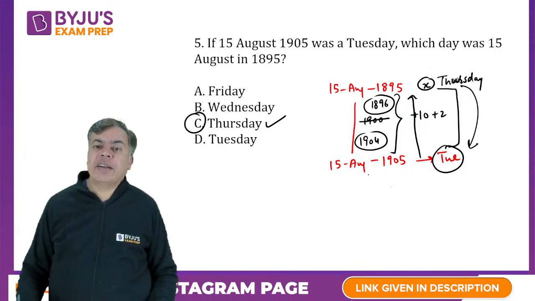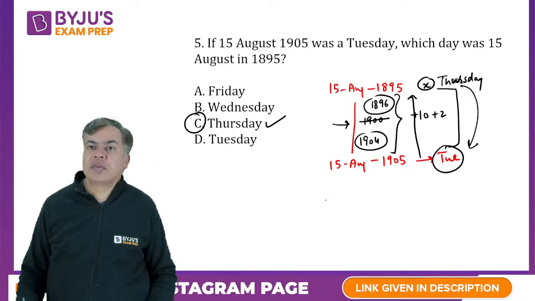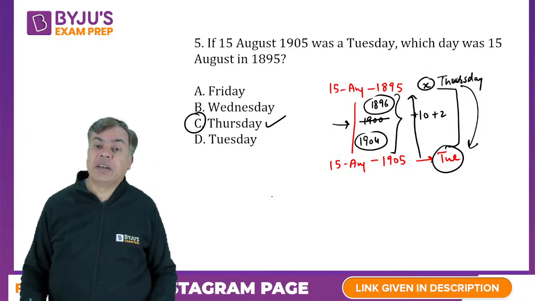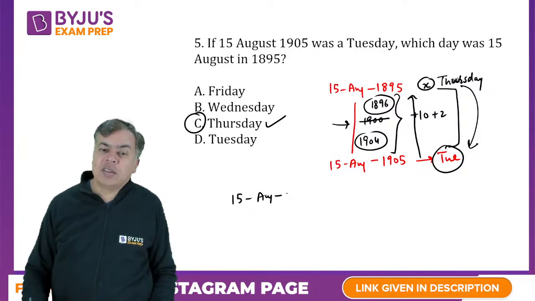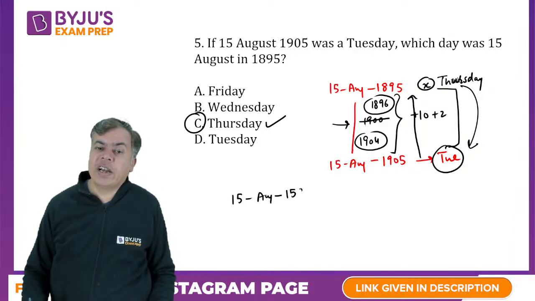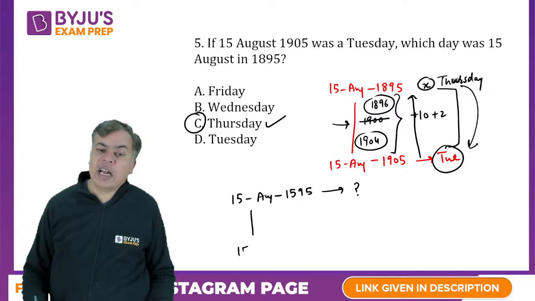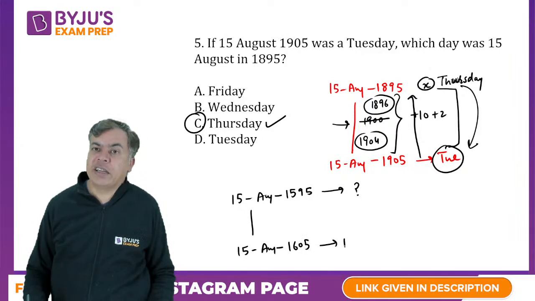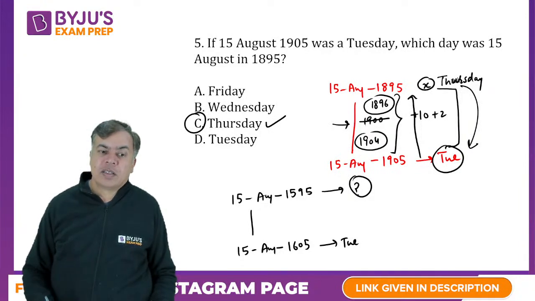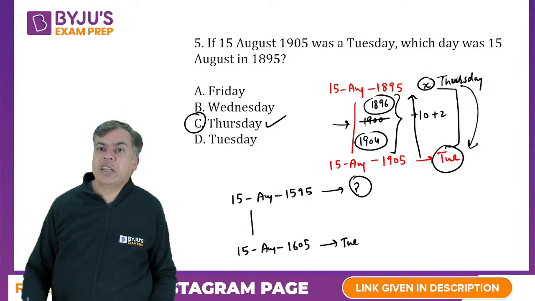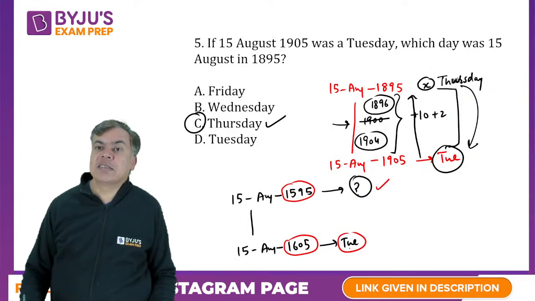And you must know that 1900 is not a leap year, whereas 1600 was a leap year. If this same question appears for 15th August 1595, and it is given that 15th August 1605 is a Tuesday, let's say, so what will be this day? Right? I have changed the question. Now it is 1595 and 1605. It is given and this is asked, right?